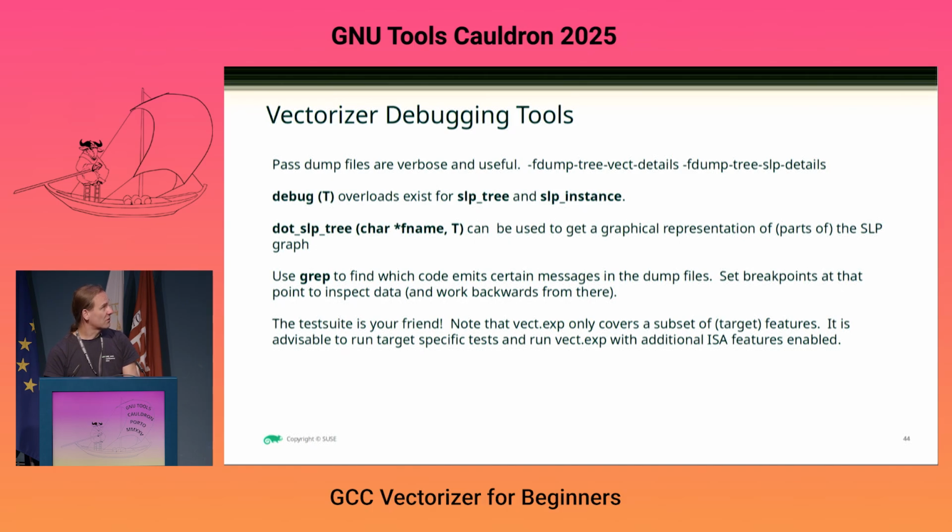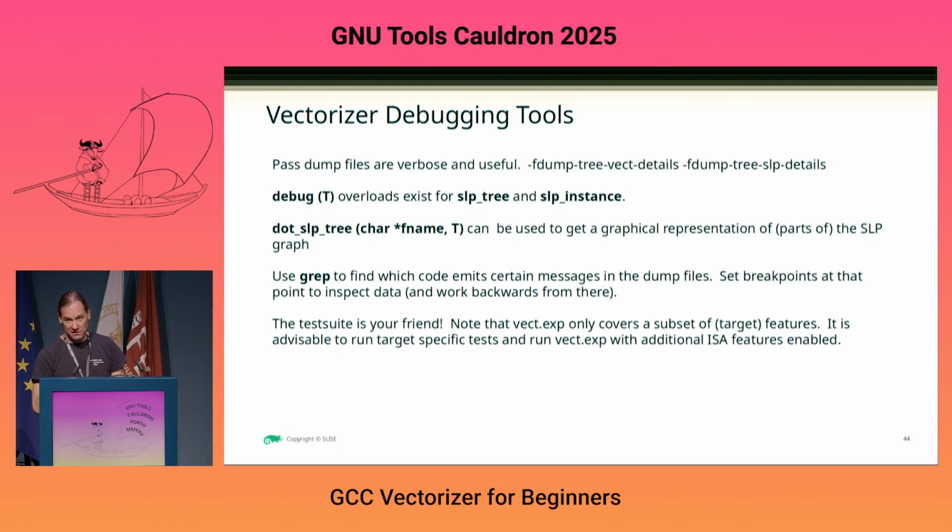Yeah, always use grep. So for example, when the dump tree vec details says unhandled data reference, we then grep for unhandled data reference, and then you find the place where it emits that message. Then you can set a breakpoint there, and you can inspect data, basically. So that's how I work when trying to understand how things do not work.